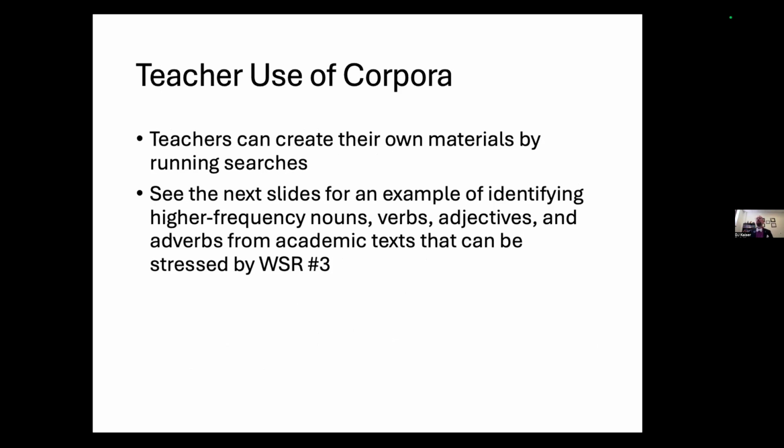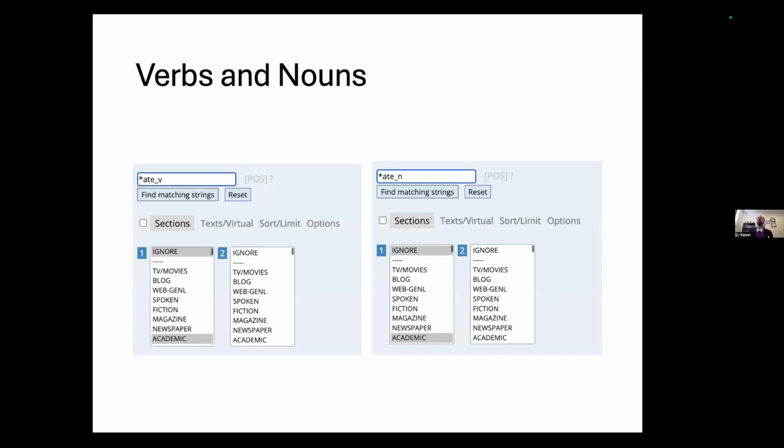So if you're looking for words that could be stressed by word stress rule number 3, that is word stress rule number 3, so higher frequency nouns, verbs, adjectives, and adverbs. These are different searches that you can do. So the ATE where it's a verb, here it's a noun. And then I limited it to academic.